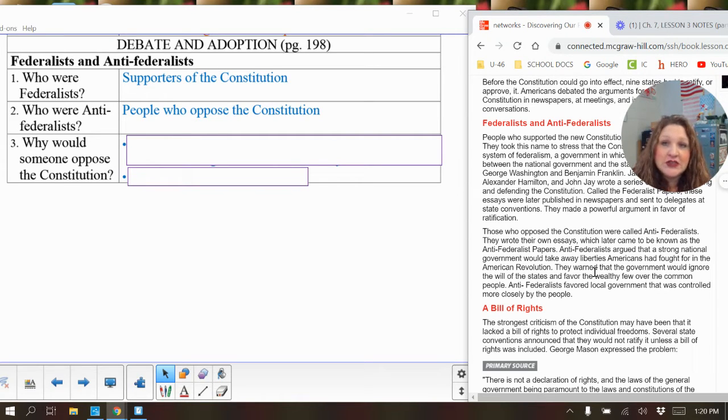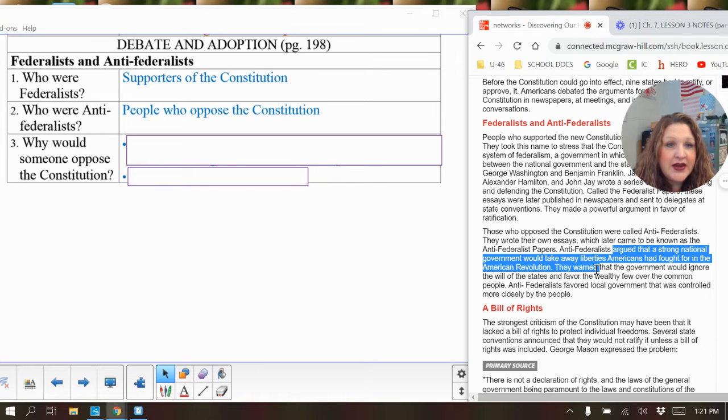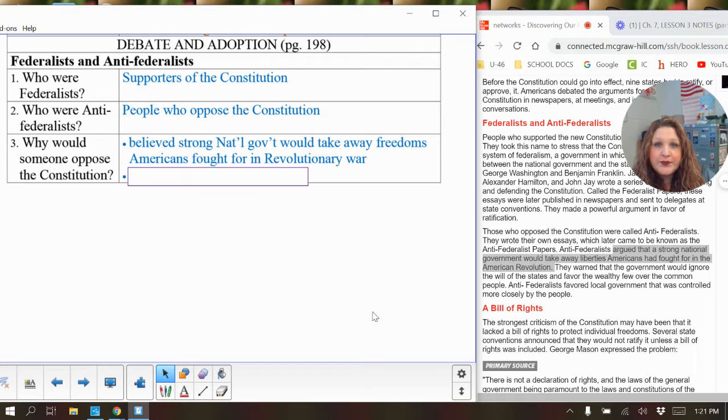So we have the Federalist Papers for people who supported the Constitution, and then we had the Anti-Federalist Papers for those who did not support the Constitution or who opposed the Constitution. And in the Anti-Federalist Papers, they argued that a strong national government would take away freedoms that the Americans fought for in the American Revolution.